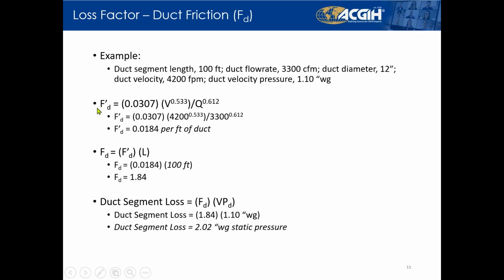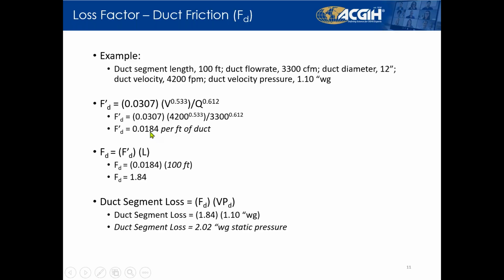Well, first, we need to determine our F prime sub D and use in our calculation of 0.0307 times our duct velocity raised to the 0.533 power divided by our flow rate raised to the 0.612 power. We can determine that our F prime sub D is 0.0184 per foot of duct. And again, you can also gather that number from the tables in figures 9B and 9C in the ventilation manual.